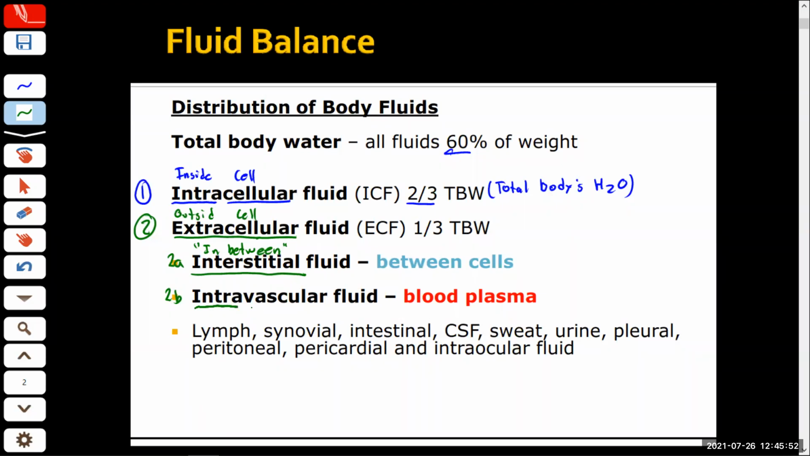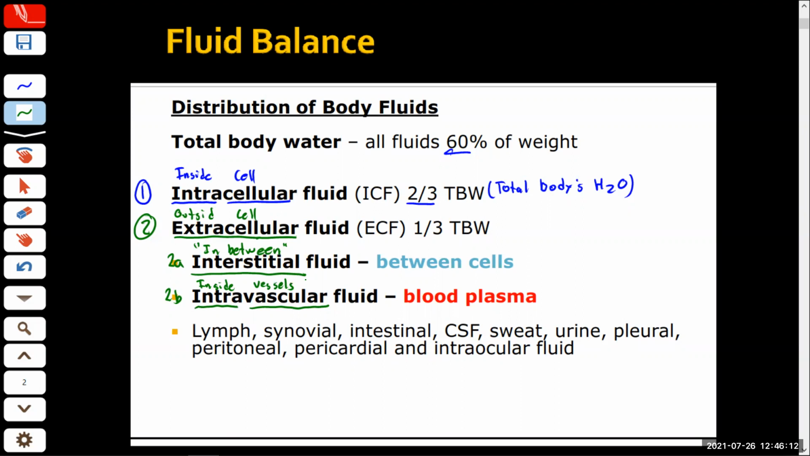Intravascular. Be careful with this one. What does intravascular mean? Inside the vessels, yeah. So blood, I heard, was an example. Okay, be careful here. Intravascular is not the same thing as intracellular.